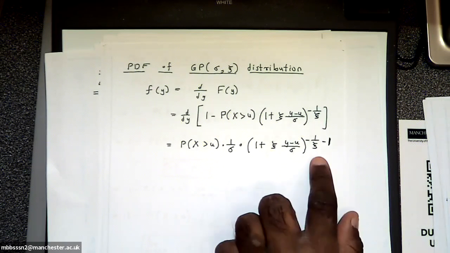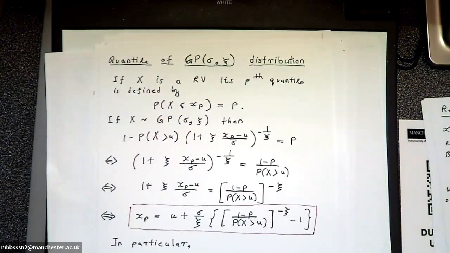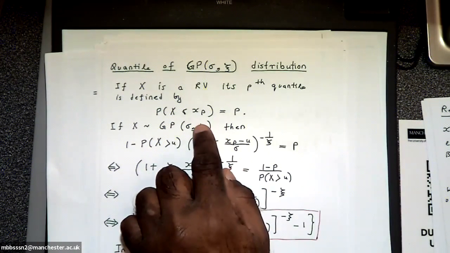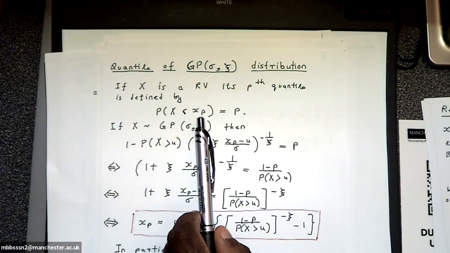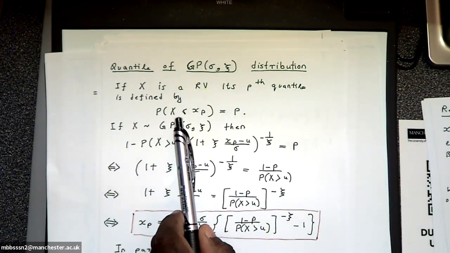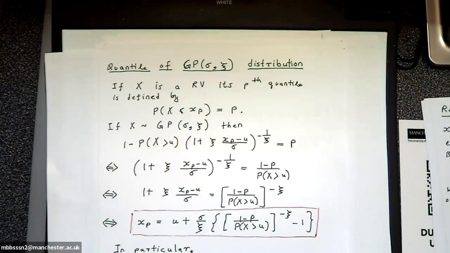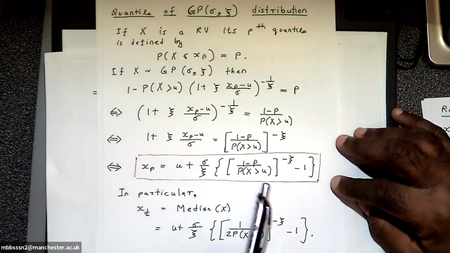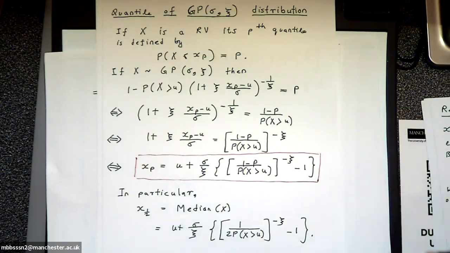So if you haven't spotted, please correct it. Thank you. And the next slide is the quantile. Remember, the quantile is defined by this formula, and you should solve this for a generalized Pareto random variable. Your quantile will be equal to this. It will be given by this, right?